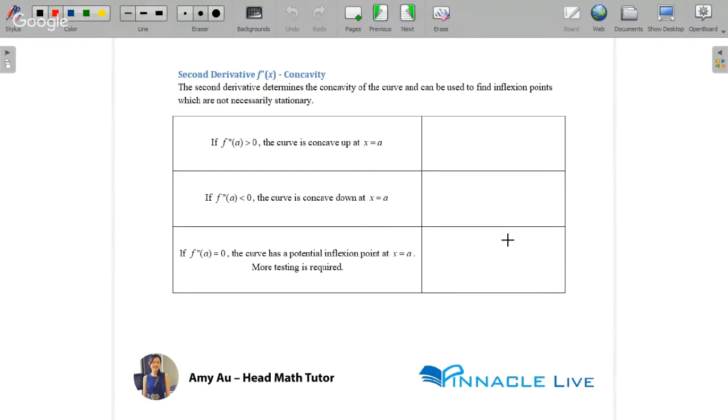So the second derivative, you can see that the key point is concavity. What does it mean by concavity? So think happy face and sad face. That's how I usually tell my students. Concave up means think happy face. Concave down, not so happy, or sad face.